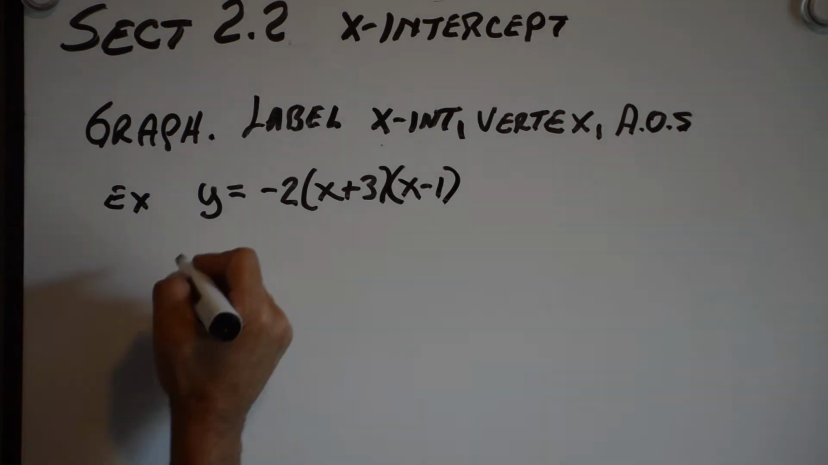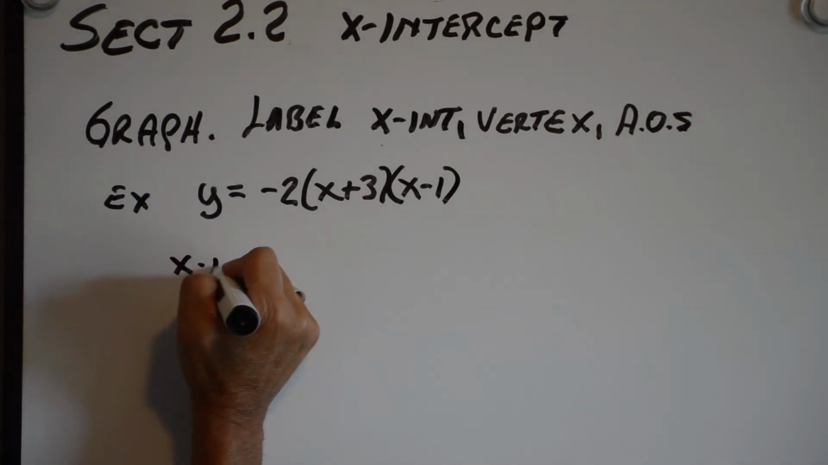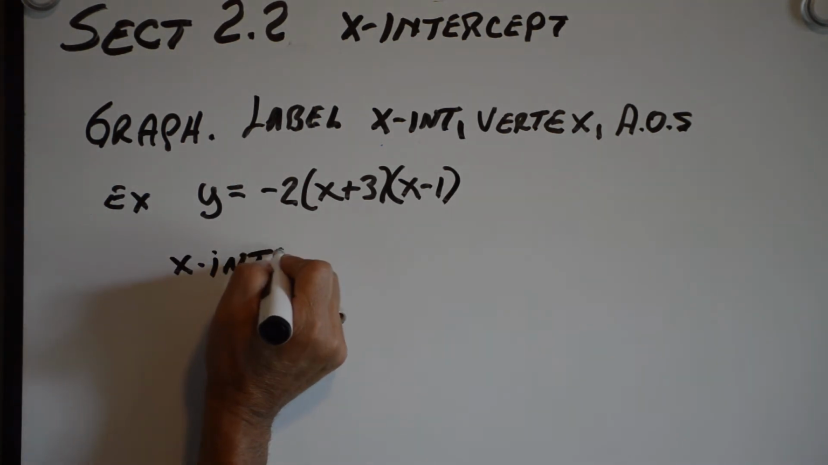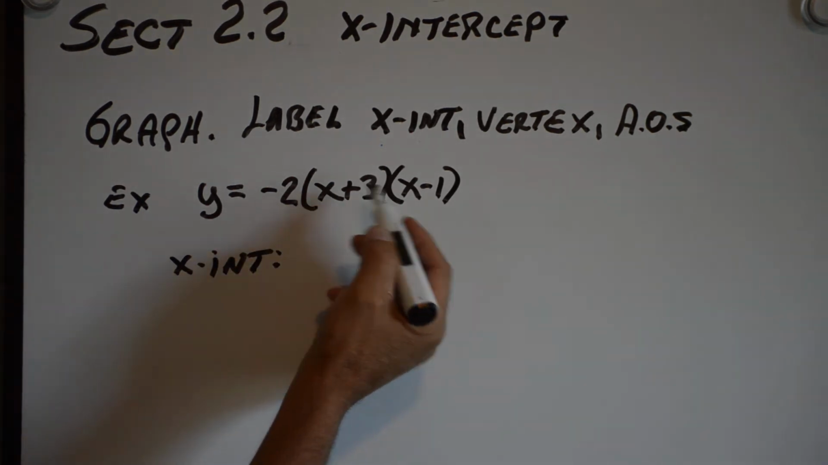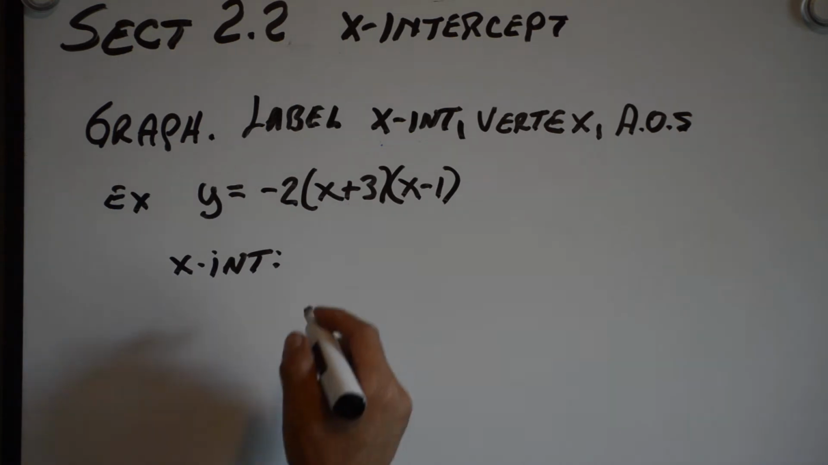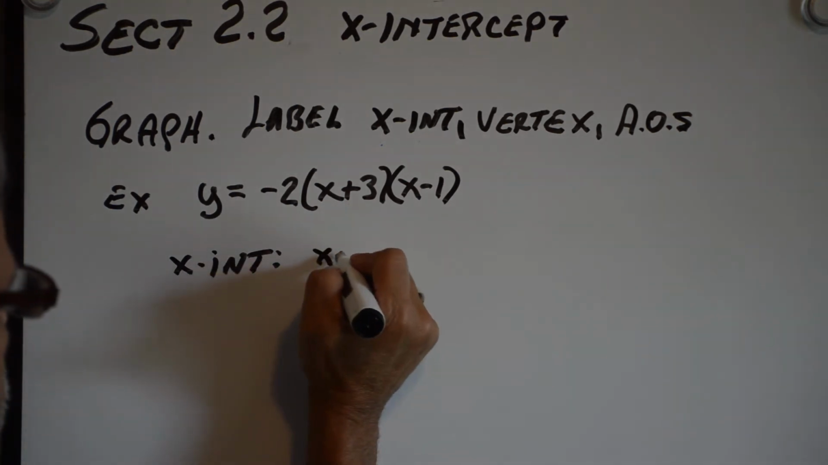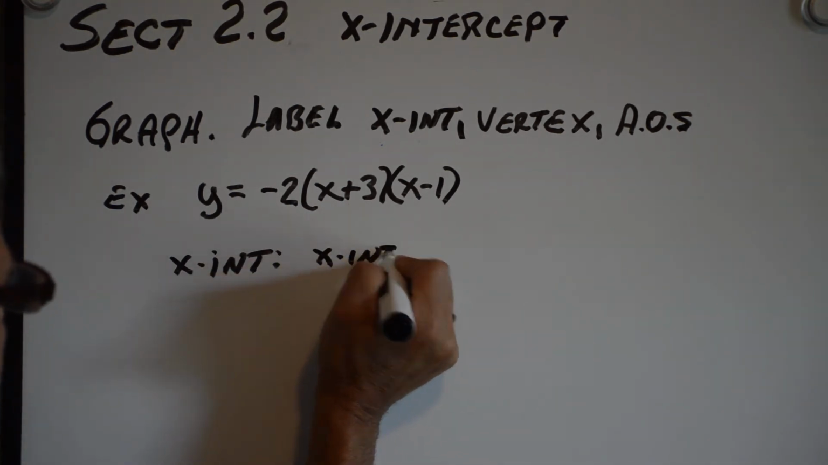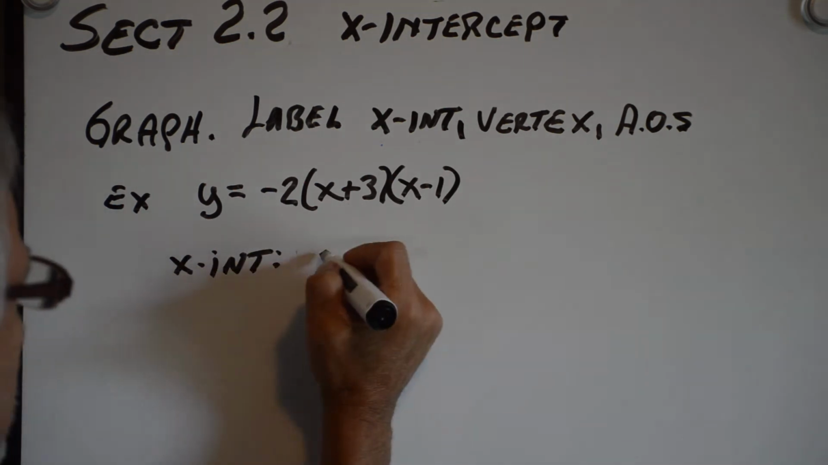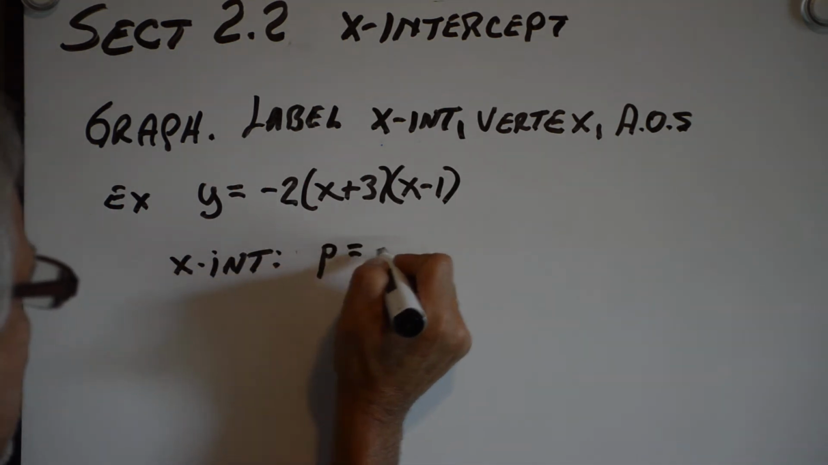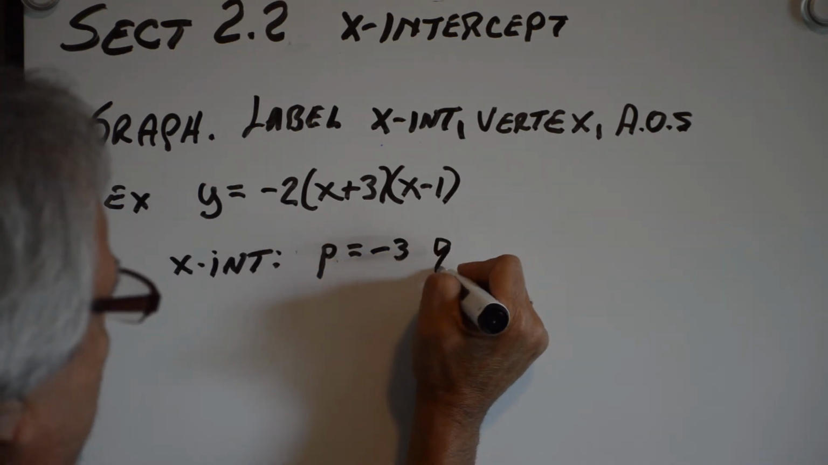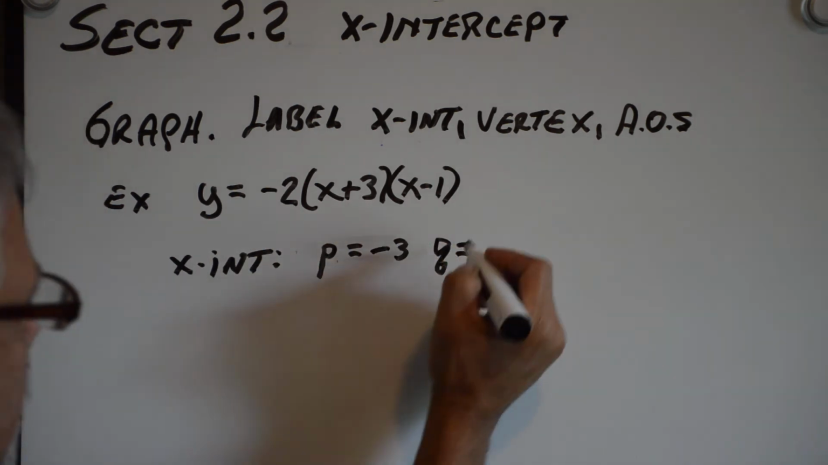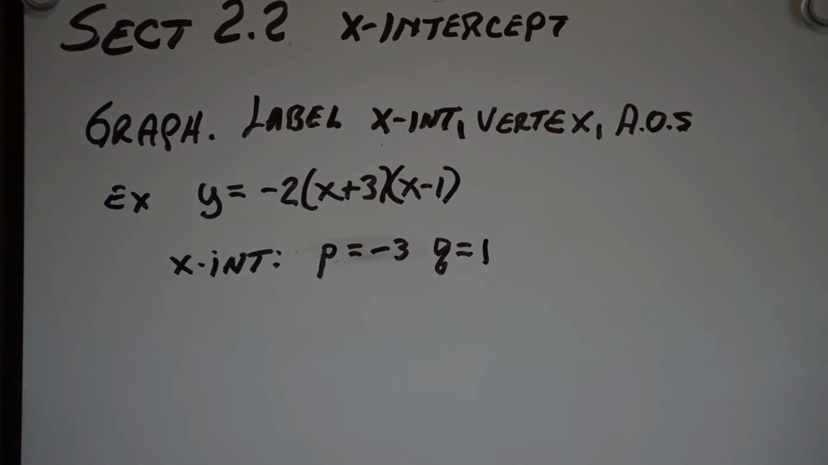Okay, my x-intercepts are going to be the exact opposite of what's inside here. Okay? So let me do it this way. My P is equal to the opposite of that, so it's a -3. And my Q is opposite of that guy, so that's a +1. Those are my two x-intercepts.